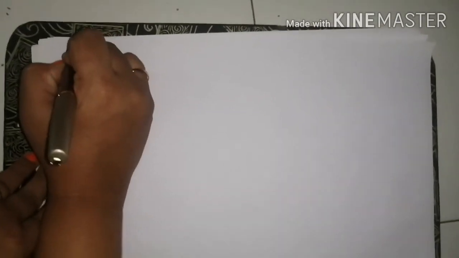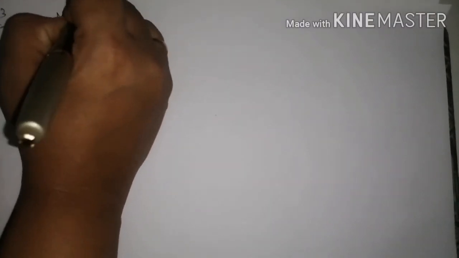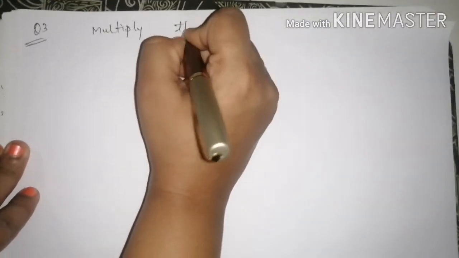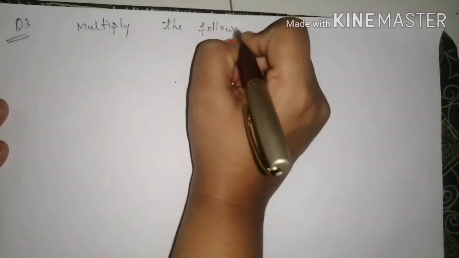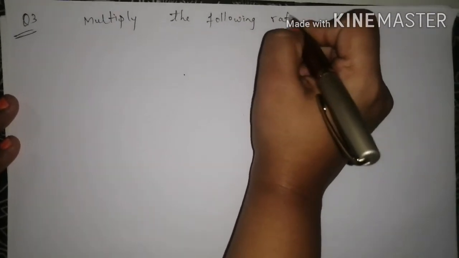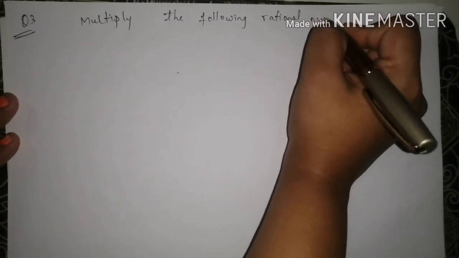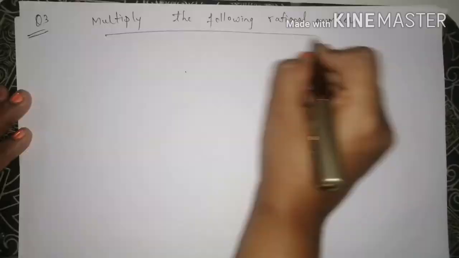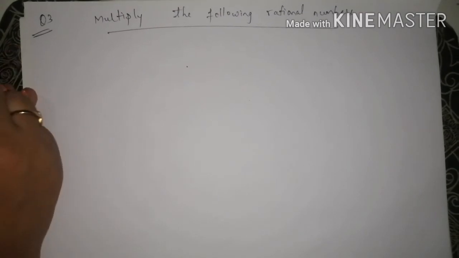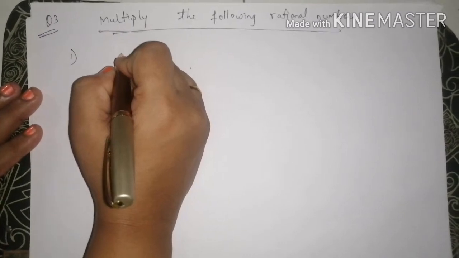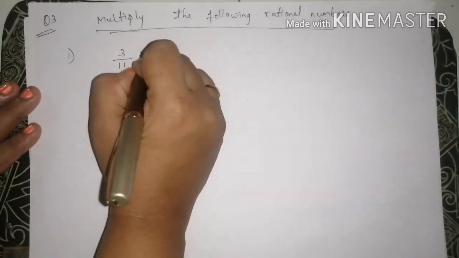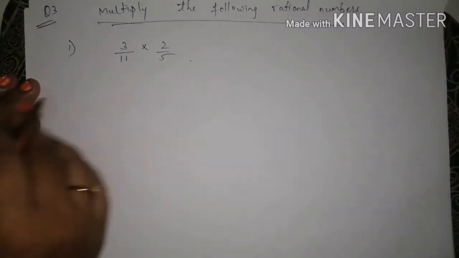Now question number 3 is multiplication. Multiply the following rational numbers. In question number 1 we have seen addition. Question number 2 we have seen subtraction. Now we will see multiplication. First one is 3 upon 11 into 2 upon 5.